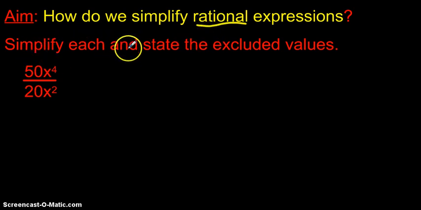Simplify each and state the excluded values. There are more than one example, that's why it says each. And excluded values we'll talk about in a second. So simplify means to find an equivalent but simpler fraction.